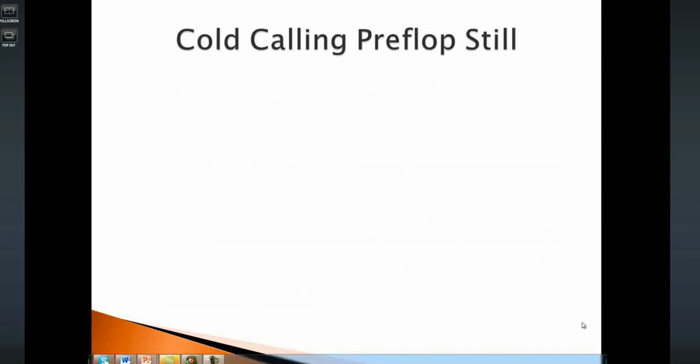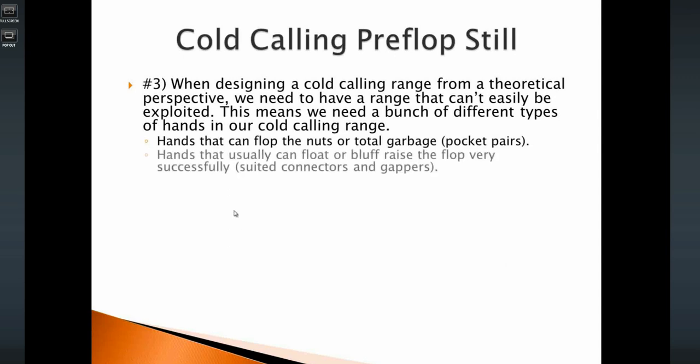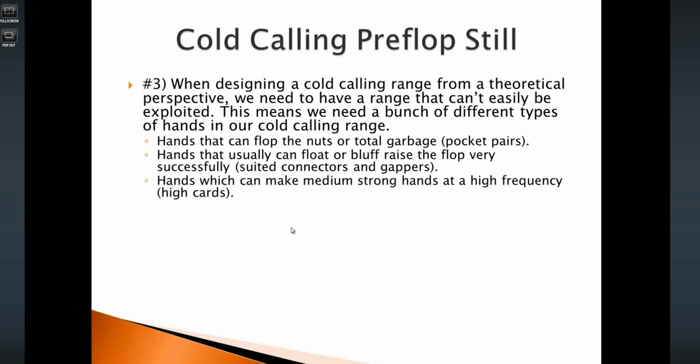Cold calling preflop, still. When designing a cold calling range from a theoretical perspective, we need to have a range that can't easily be exploited. This means we need a bunch of different types of hands in our cold calling range. Hands that can flop the nuts are total garbage. Pocket pairs, yeah, we need those. We need hands that usually can float or bluff raise the flop very successfully: suited connectors and suited gappers. We need hands which can make medium strong hands at a high frequency, like high cards.